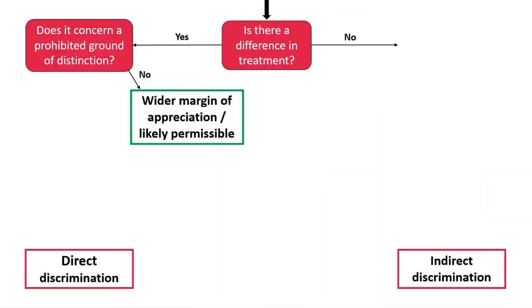Now, what happens if the difference in treatment does not concern prohibited grounds? Well, in that case, the state will still have to justify why it took a particular measure, why there is a difference in treatment, but this kind of justification will be scrutinized much less harshly. There will be a much wider margin of appreciation for authorities and the actions that they have taken. And since this already leads us to the question of justifications, I will end this video here and ask you to continue watching, because in the next one, we go much more deeply into these aspects.